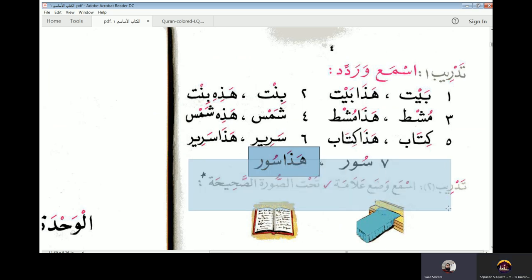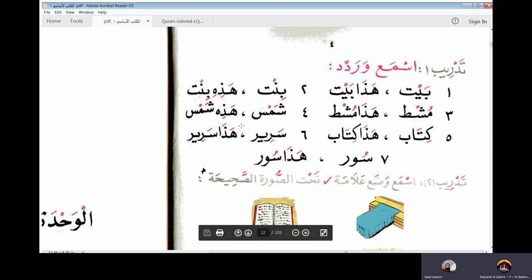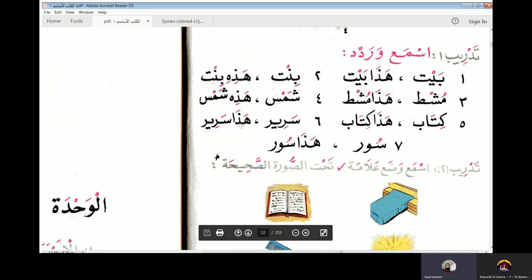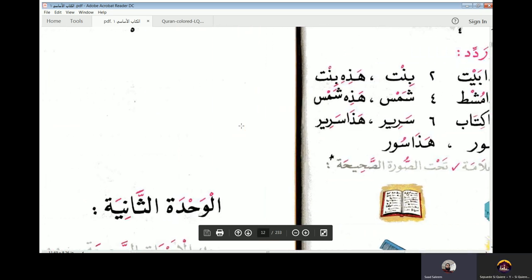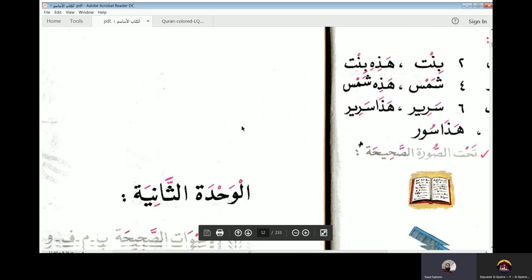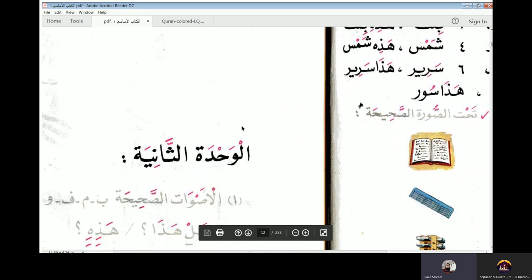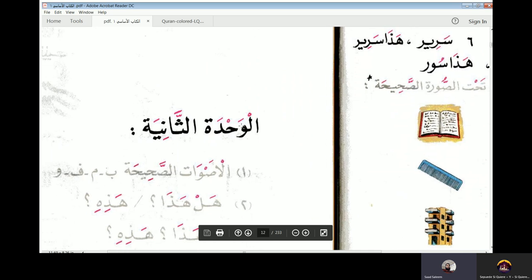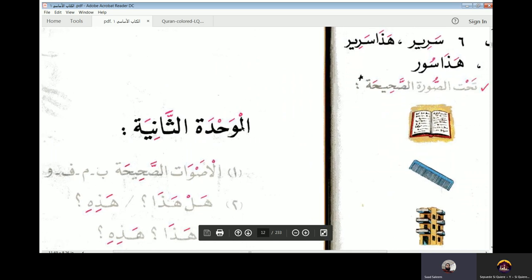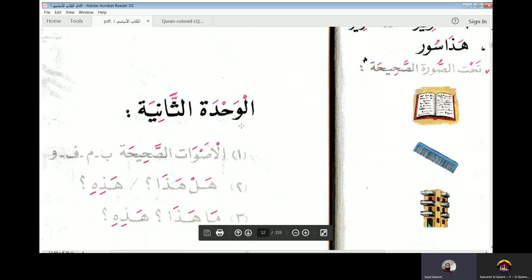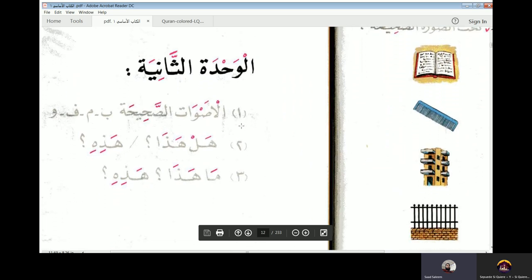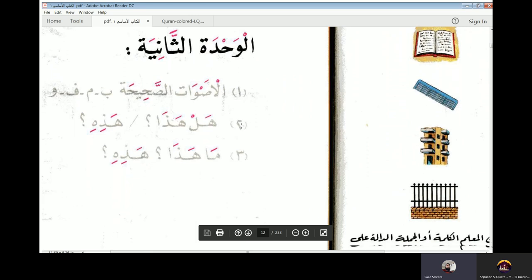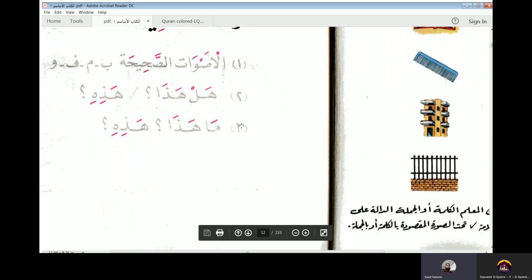Good. Next question. On the left side of the page, we have a new unit. Al-Wahdatu Thaniya, second unit. Al-Aswatu Sahiya, consonant voices. Ba, Meem, Fa, Waw. You learned about these four alphabets here. Ma haza, ma hazi. You learned about these questions also.